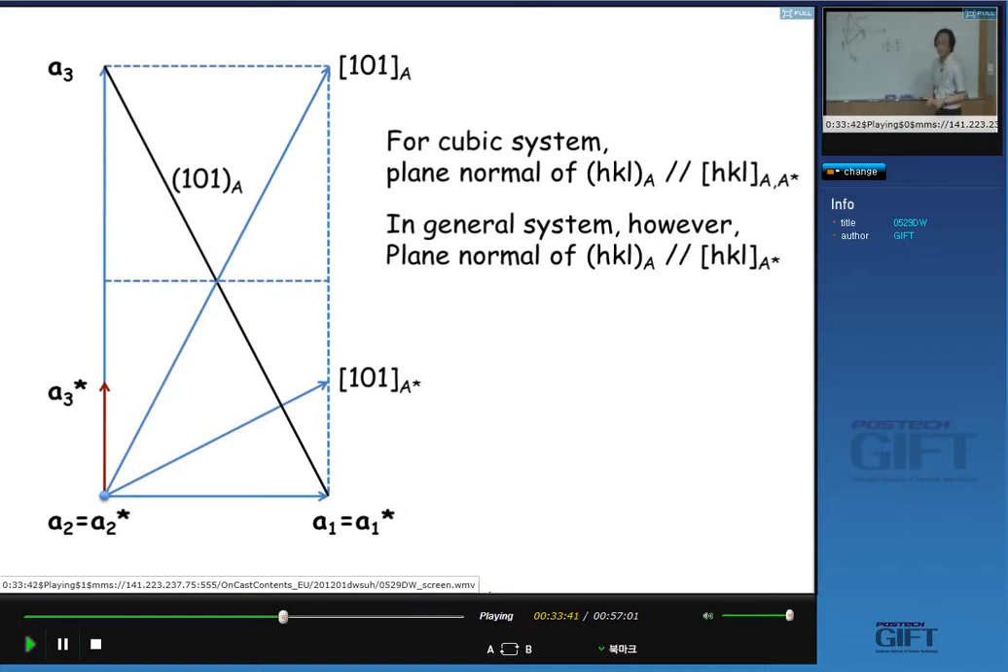Right? So let's consider the dot product of this vector and the HKL direction defined on the reciprocal lattice. This will be zero. And also you can do the same thing on this vector. So this vector HKL defined on the reciprocal basis is always perpendicular to any vectors on plane HKL defined on the original basis. Okay? So that's why we define the reciprocal lattice.